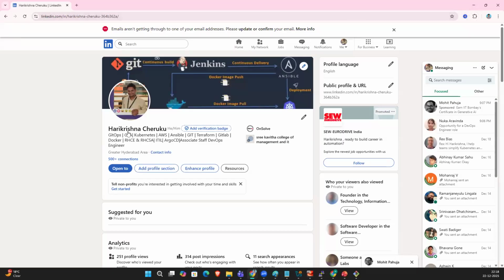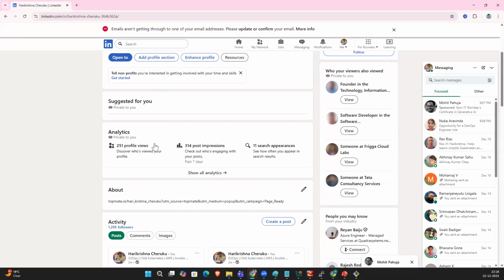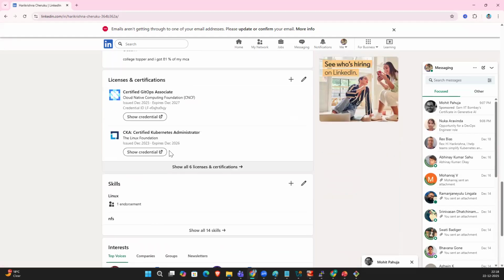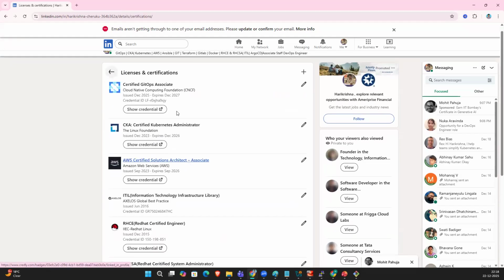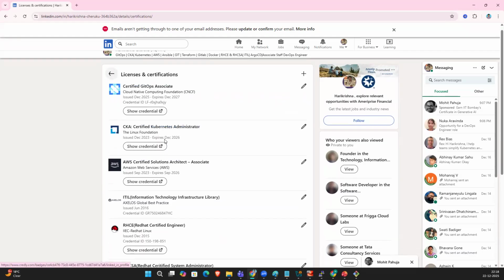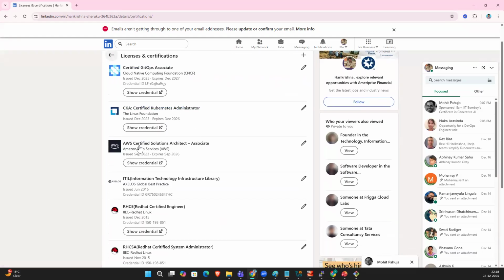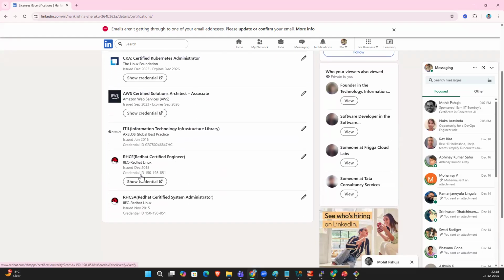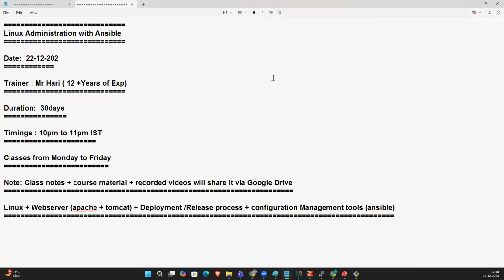I'm a GitOps administrator. I'm a CKA, Kubernetes, AWS, Ansible, Git, Terraform, GitLab, Docker, RHCSA, ITIL, Argo CD associated with DevOps. I've done these many certifications. All these certified GitOps, Kubernetes administrator, certified associate, ITIL, Red Hat RHCSA.